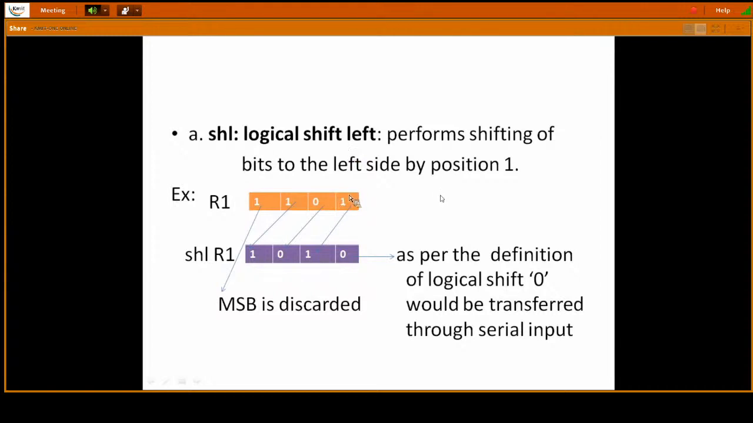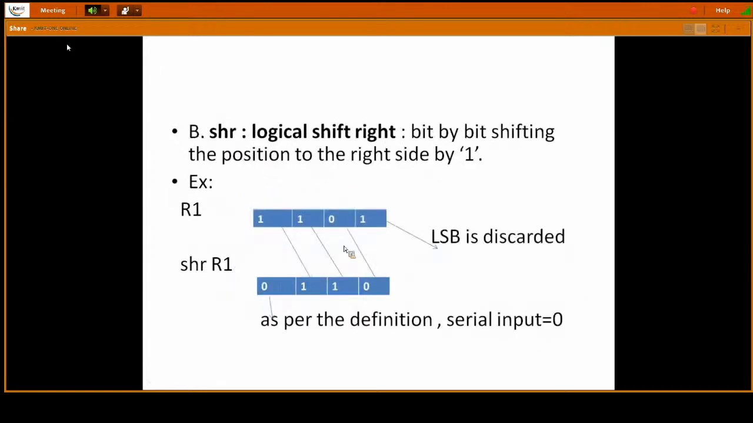So what is a logical shift? Each bit of the register should be shifted or moved one place to the left side. Each bit should be moved one place to the left side. When you are performing this, you can discard the MSB position and a serial input of 0 can be transferred at the LSB position. Now coming to logical shift right, it is represented with SHR.